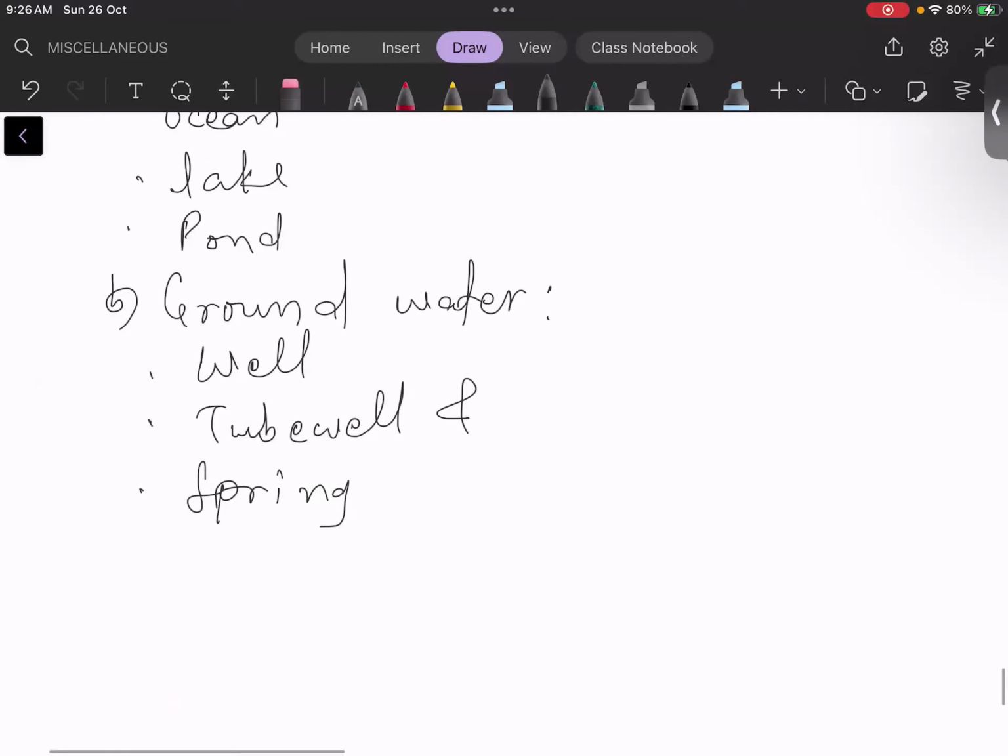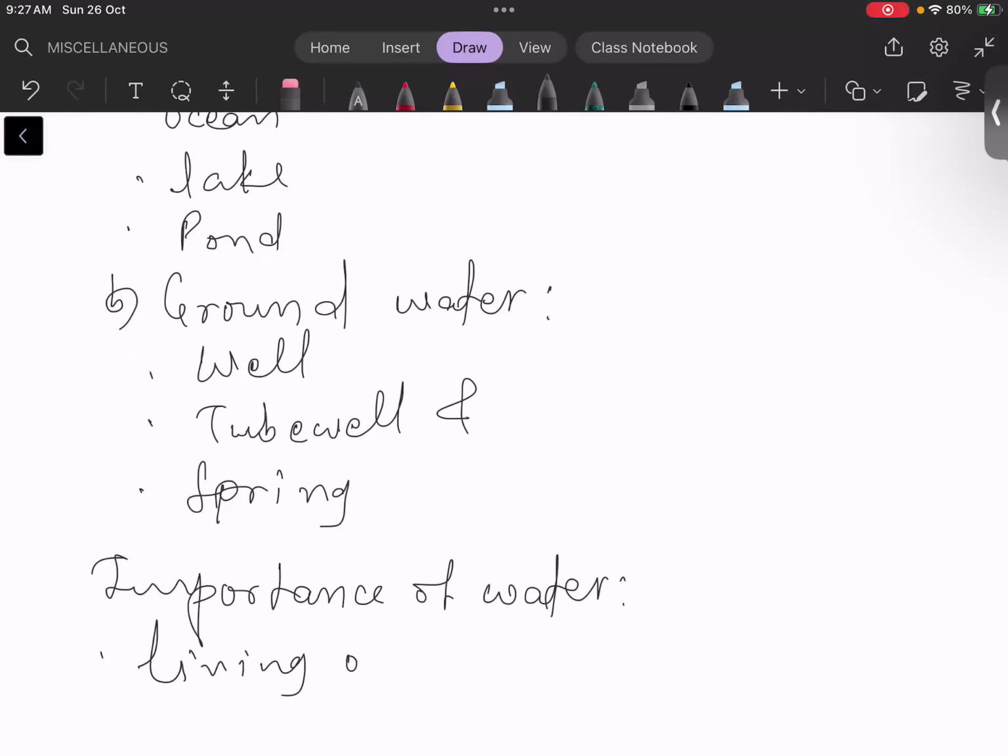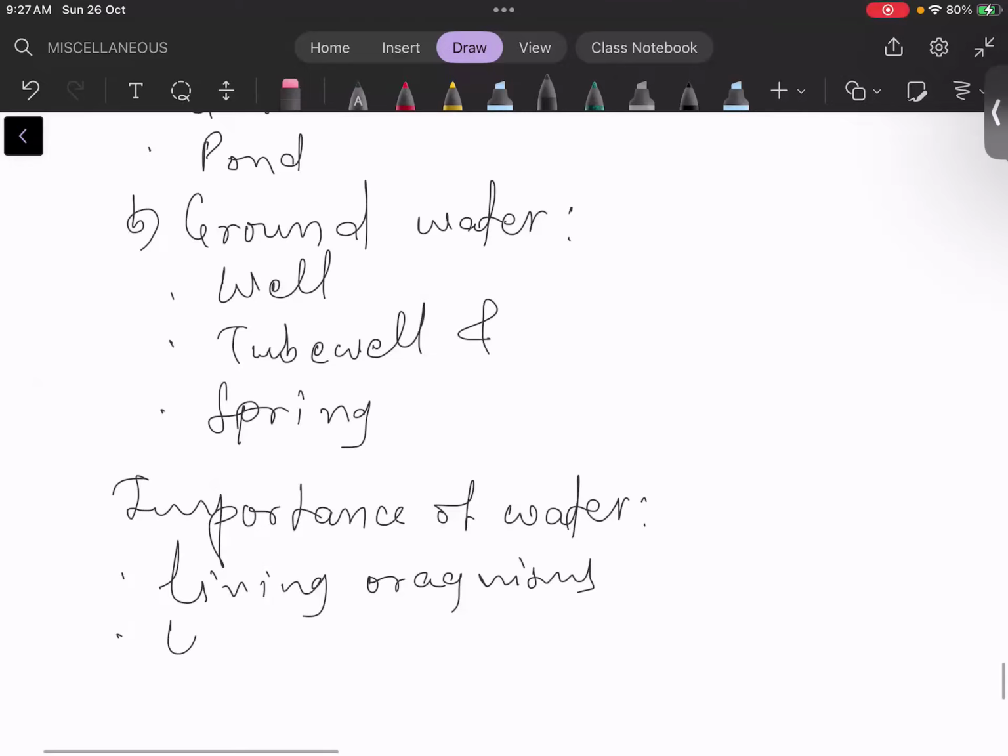Now, the importance of water. What is the importance of water? First, water plays a role in metabolic reactions taking place within the body, so it is essential for all living organisms. Then second, as I already told, it acts as a universal solvent.